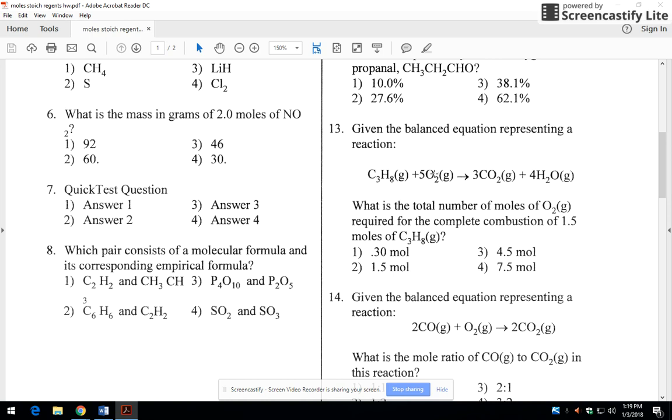How many oxygen moles will you need to completely combust 1.5 moles of propane right here? So instead of having 1 to 5, it'd be 1.5 to something. I'm not going to tell you what that is, but it's one of these choices, obviously. It's a multiple choice question. So go ahead and answer just number 13 also, and then we'll be set. And if you can do this, you're in really good shape. If you can't do this, you'll be able to, I promise.